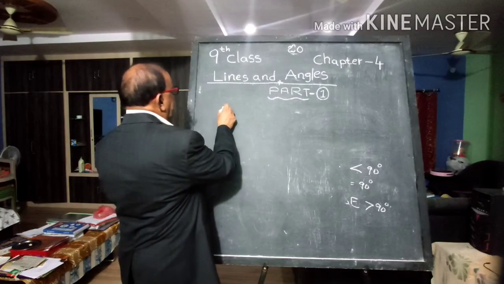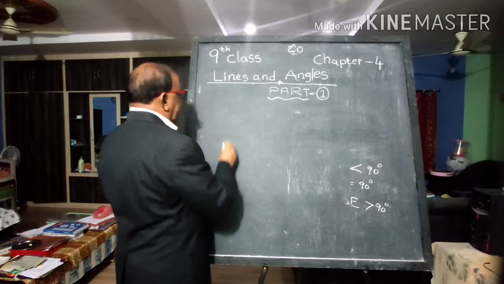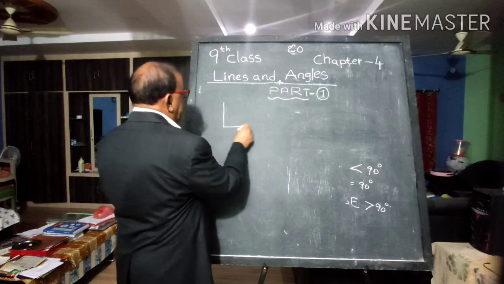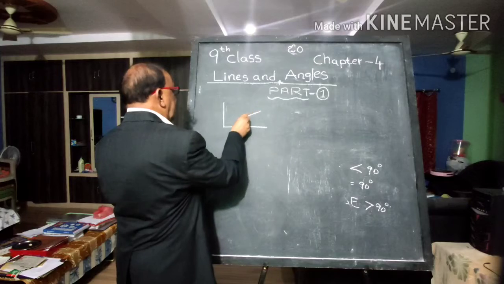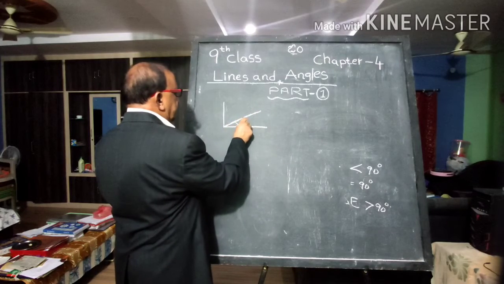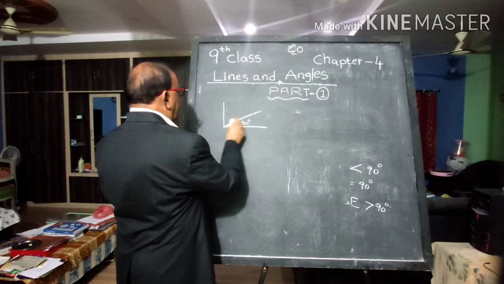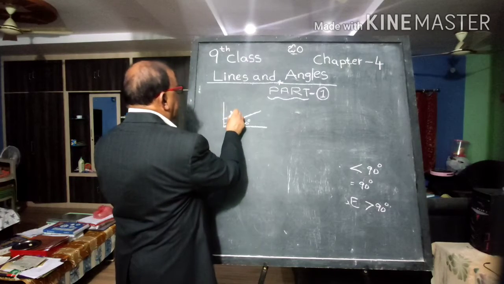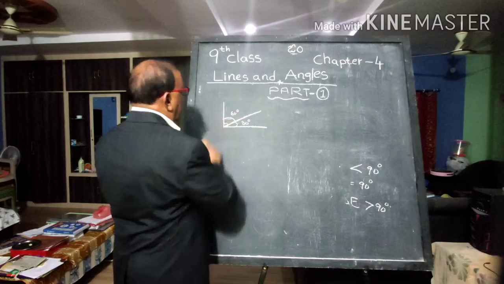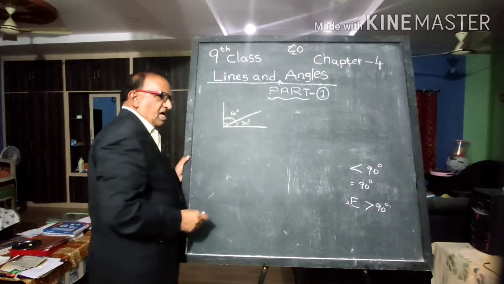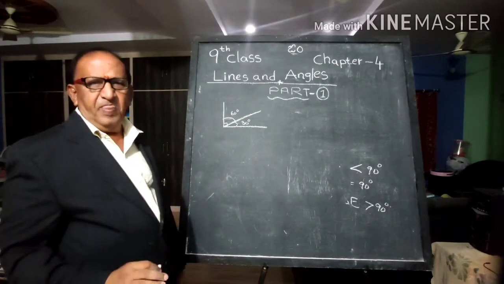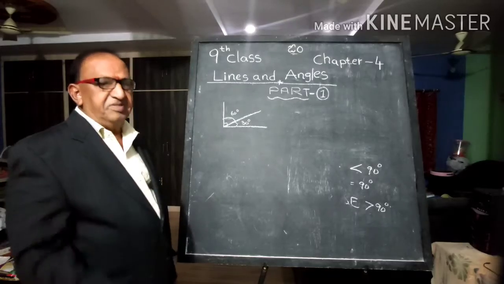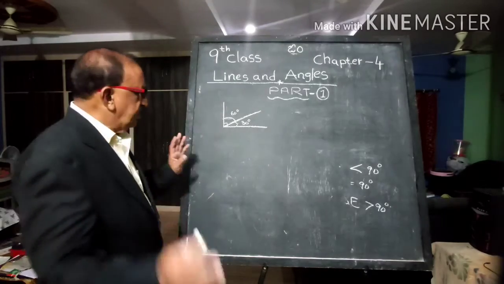Complementary angles: two angles are said to be complementary if the sum of the two angles is 90 degrees. Suppose I draw a line like this, and let us say this angle is 30 degrees. But if this is 90, then what can you say about this angle? This angle is 60 degrees. So, two angles are said to be complementary if the sum of the angles is equal to 90 degrees.